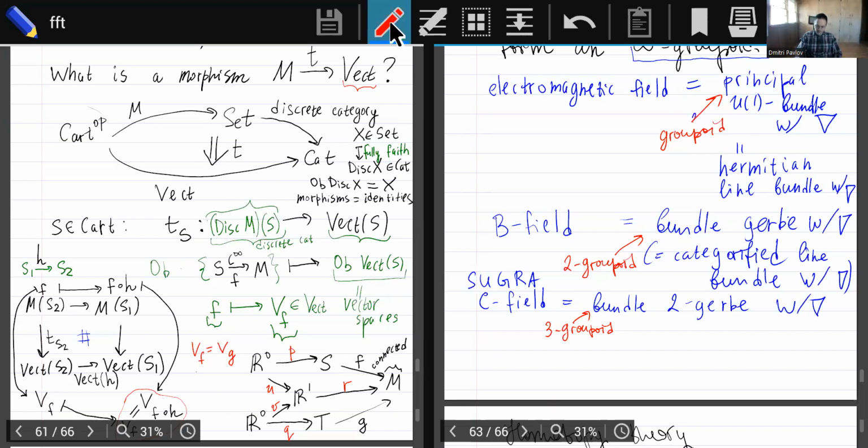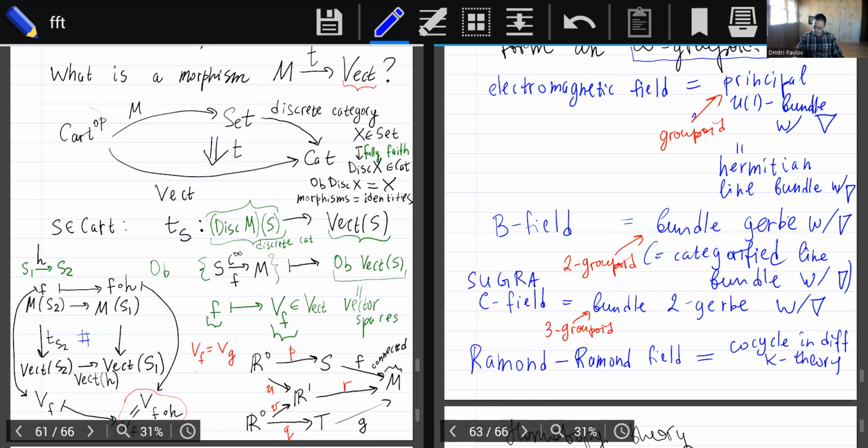And maybe one more example, just to see if anything could be worse than a C field: Ramond fields. This is something called a cocycle in differential K-theory. And these very naturally form not an n-groupoid for any finite value of n, but an infinity groupoid.